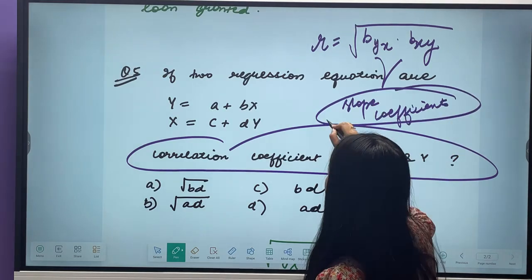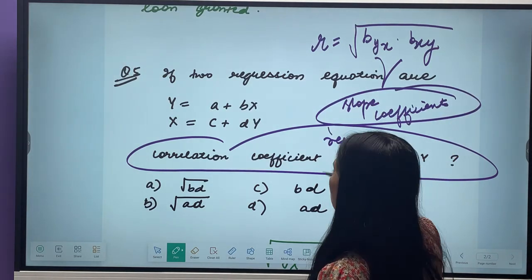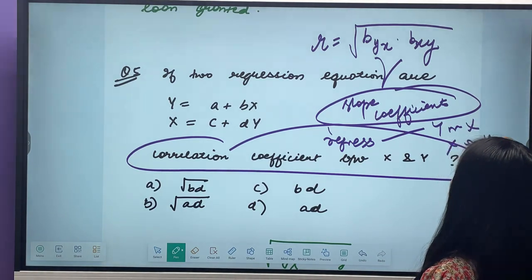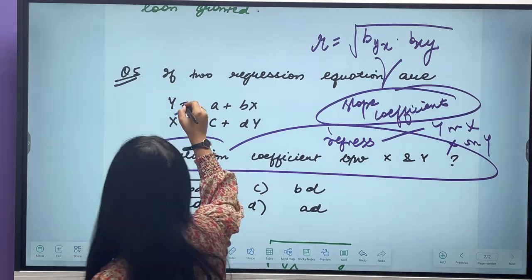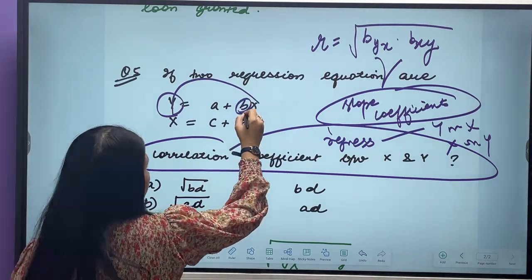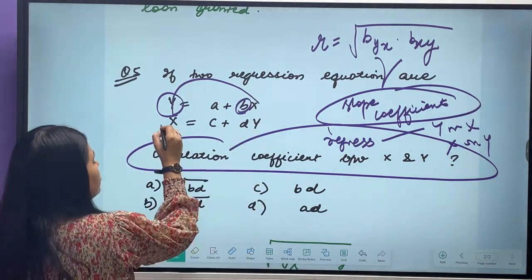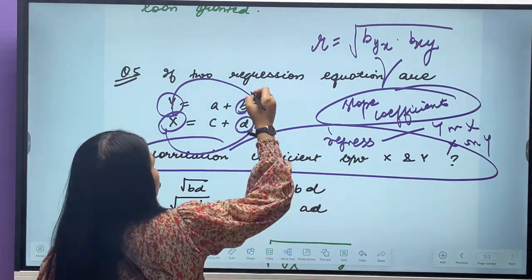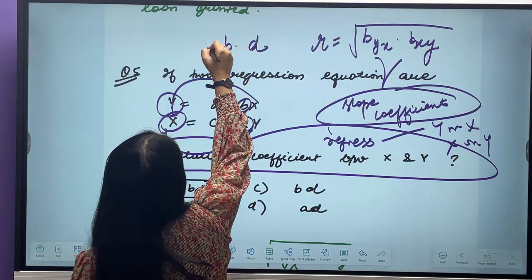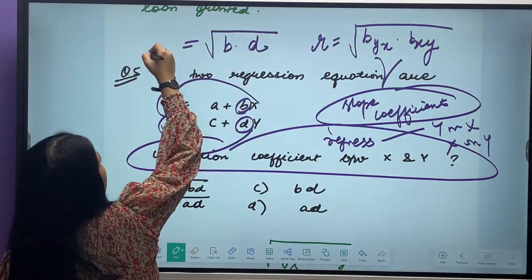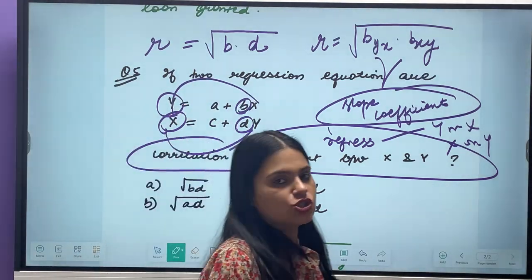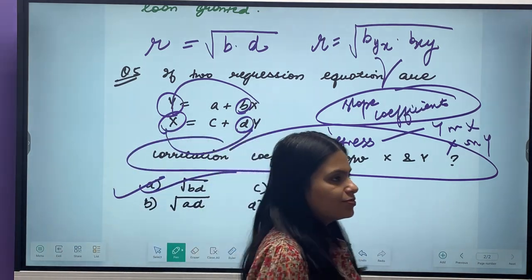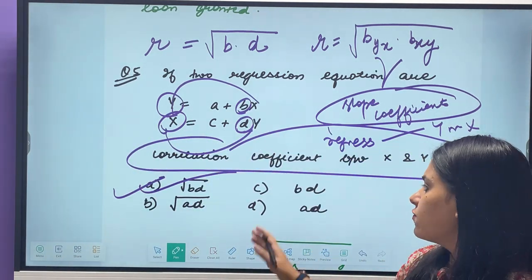कैसे आते हैं slope coefficients? Regress करके. What do you regress? You regress y on x and x on y. So beta, when you regress y on x, you get one slope coefficient. When you regress x on y, you get another slope coefficient. You put those two slope coefficients, find their square root, and that is the correlation coefficient. So what is the right answer to this question? A. Right? Square root of B.